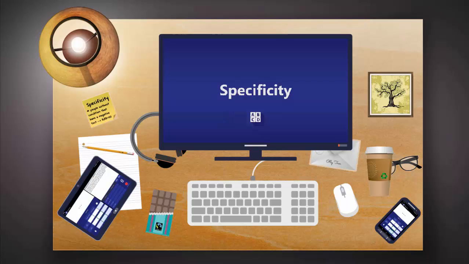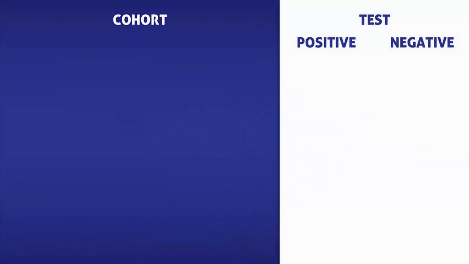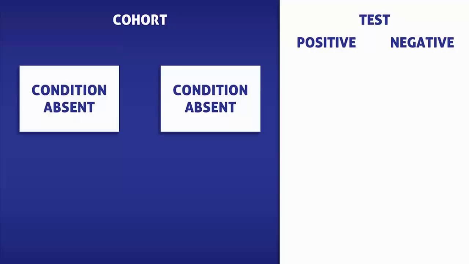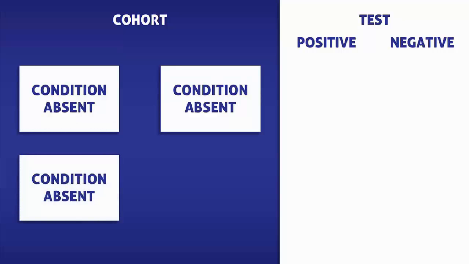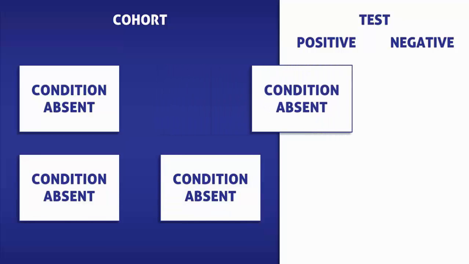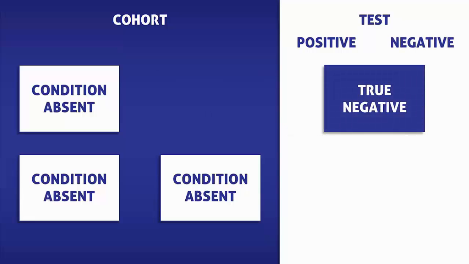Today's lecture is on specificity. In essence, specificity is the ability of a test to identify individuals who do not have the condition of interest. Or in other words, if the test has high specificity, then a person without the condition will most likely test negative, and those cases are considered true negatives.